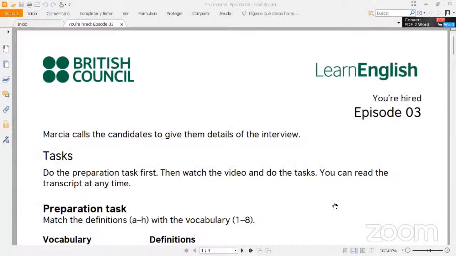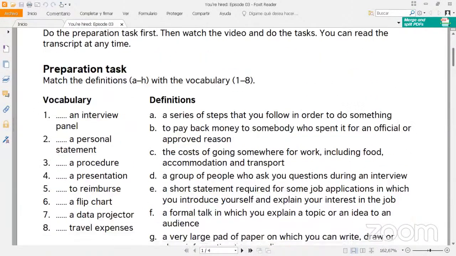All right, so we are in the third episode, and in this exercise, in this worksheet, Marsha calls the candidates to give them details of the interview. So now we have the human resources person in charge, which is Marsha, and she's going to call the candidates and get details and perhaps program an interview. But before that, we have some vocabulary.